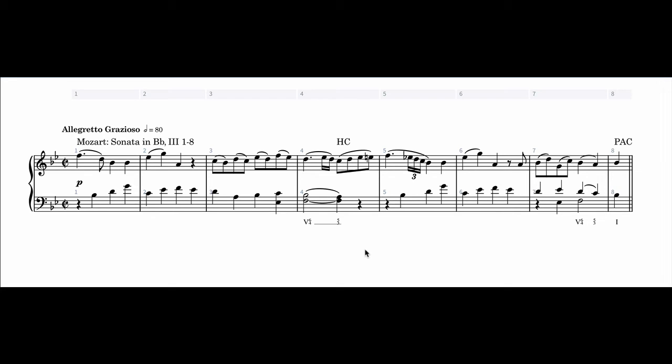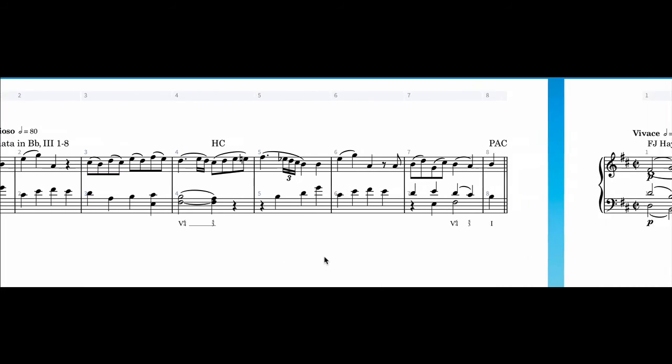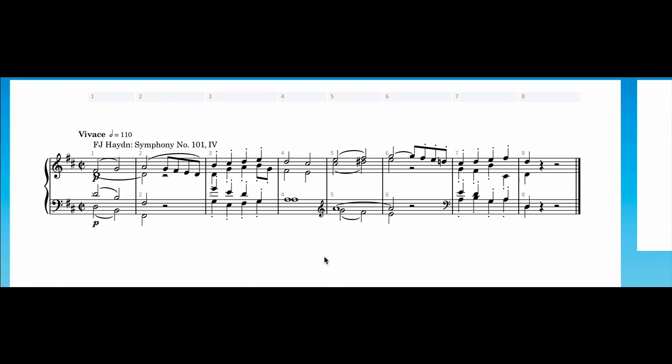So we get a half cadence in this case at the end of the first phrase. It could be an IAC. We could create a period that has an IAC, and then we have a PAC at the very end. So parallel periods are usually pretty easy to hear. Then we have another type of period.